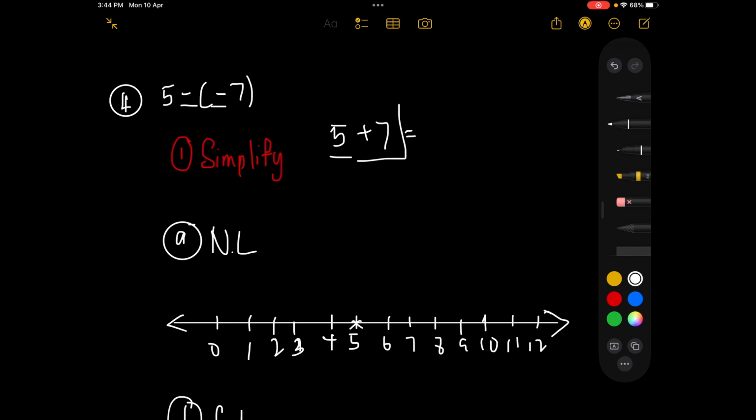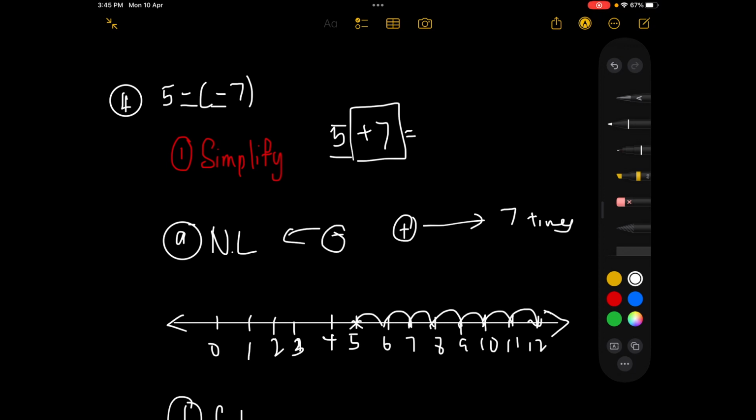Then we have plus 7. Plus 7 means we have to move to the right 7 times. If it had been minus, we have to move towards the left 7 times. So since it's plus, we're going to move to the right 7 times: 1, 2, 3, 4, 5, 6, 7. We land at 12. So it is safe to say that 5 minus negative 7 is equivalent to 12.